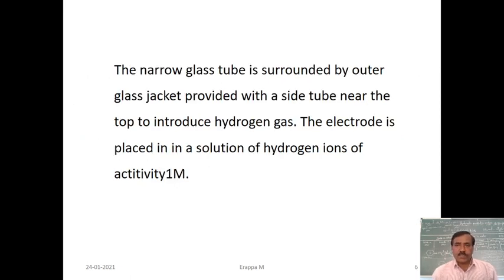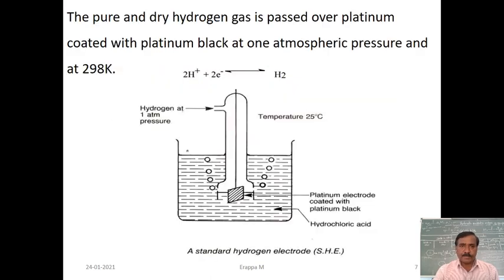The narrow glass tube is surrounded by an outer jacket provided with a side tube near the top to introduce hydrogen gas. The electrode is placed in a solution of hydrogen ions of 1 molar concentration. Pure hydrogen gas is passed over platinum coated with platinum black at 1 atmospheric pressure and 298 Kelvin. This is the figure.